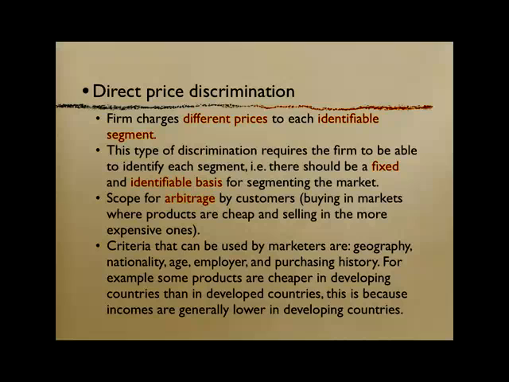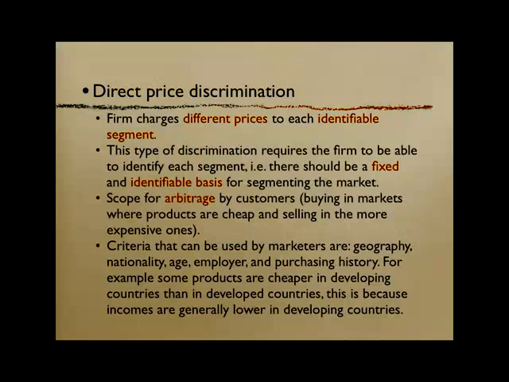The criteria that can be used by marketeers are geography, nationality, age, employer, and purchasing history. So, for example, a situation where this is used is where marketeers sell products relatively more cheaply in developing countries, but at more expensive prices in developed markets. And this applies to a range of, say, consumer goods, consumer durables, convenience goods, and so on.